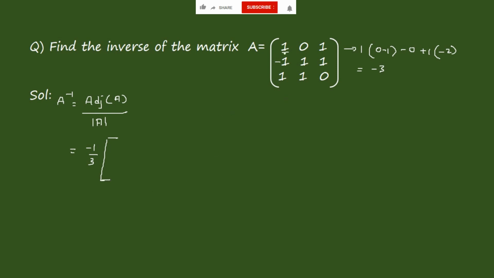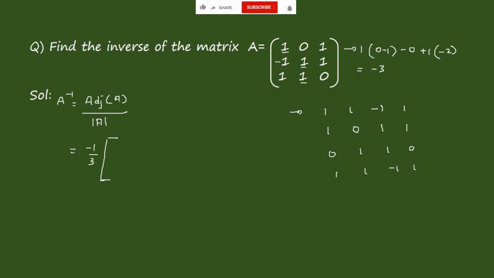So first we'll be using a shortcut method. First we'll be taking the middle term, going right and coming back and writing down the numbers. We get 1, 1, minus 1, 1. Then coming to the next term, 1, 0, 1, 1. Then again 0, 1, 1, 0. Again 1, 1, minus 1, 1.